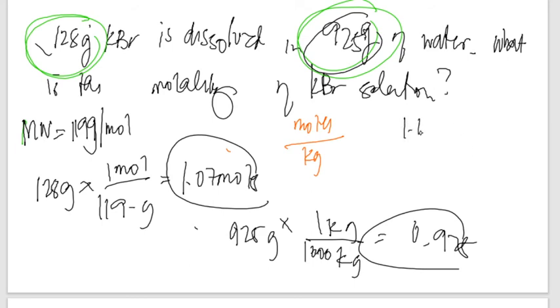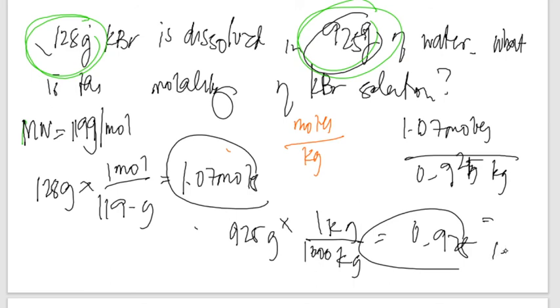So, 1.07 moles over 0.925 kilogram is equals to 1.16 molal. That's the final answer.